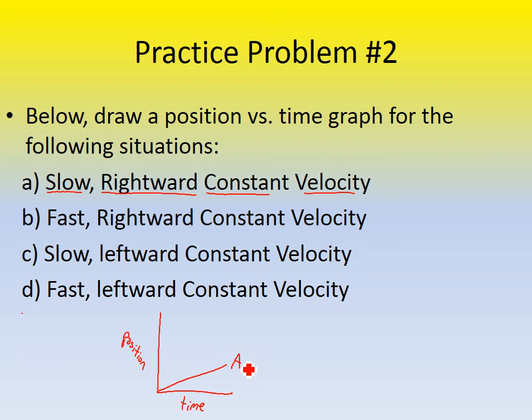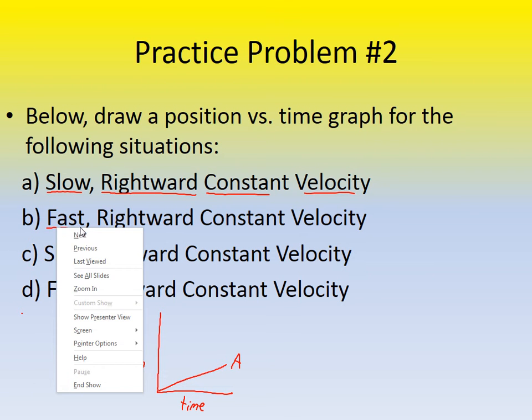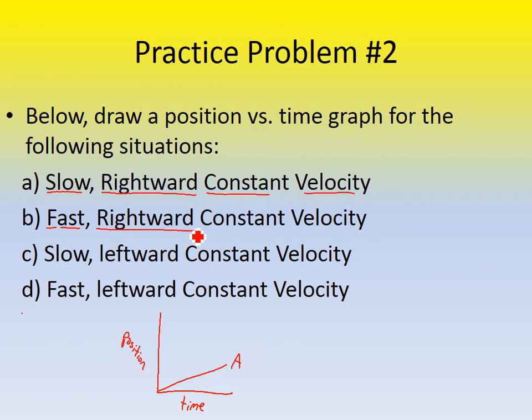Okay, let's do B. This one's going fast. And it's going to the right at constant velocity again. So the only thing that's different is that B is going faster. How do we show that? We better have a steeper slope, a greater slope. So that's B. Notice that its slope is greater than A.